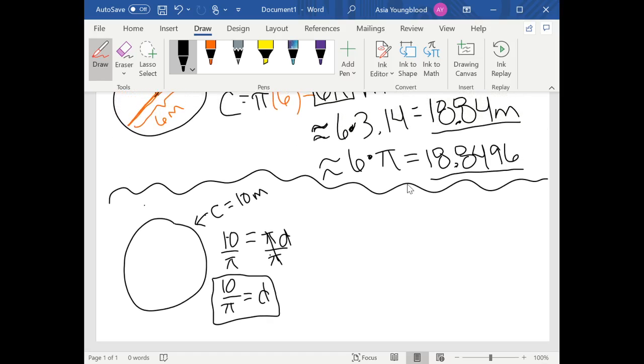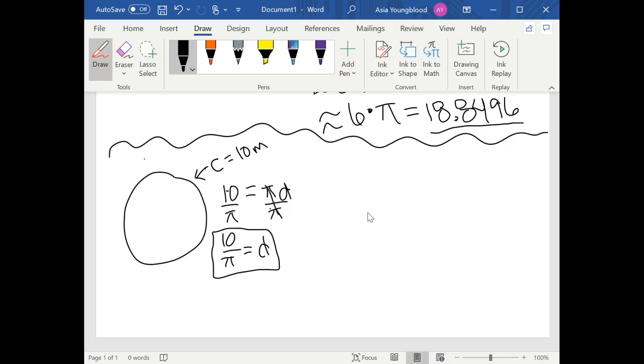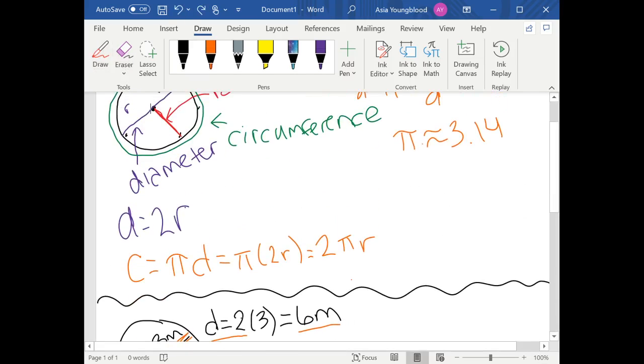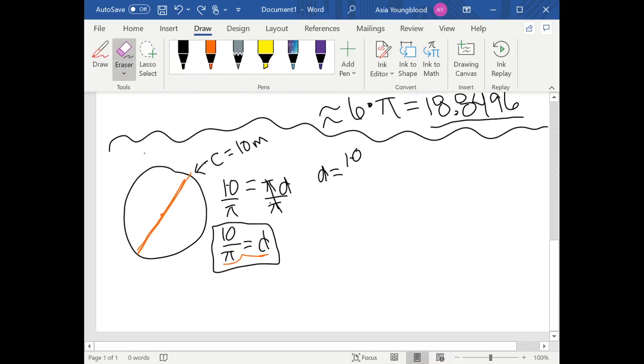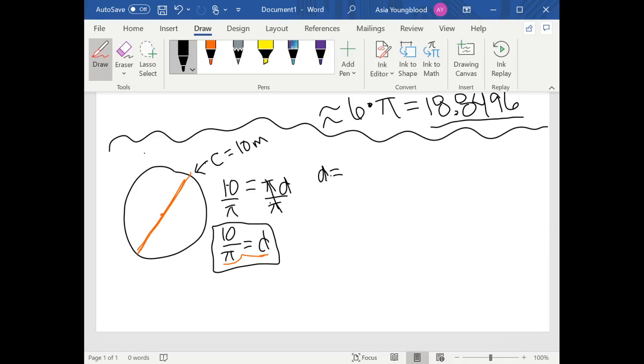Your first approximation you can find by plugging in 3.14 for pi. So d equals, remember, we just found the diameter, this distance here. We know d equals 10 divided by pi, but it's approximately 10 divided by 3.14. If you type that in the calculator, 10 divided by 3.14, we get 3.18. And I forgot my units again.